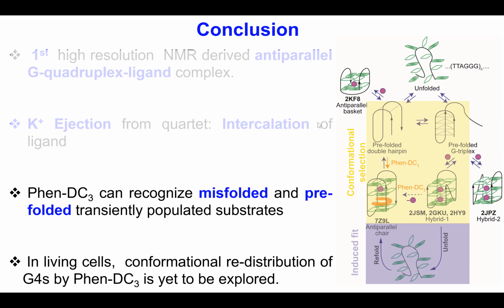So finally, there is something left to do also, because in the living cell, the polymorphism is much greater, as there exist several folded species and several misfolded species also. So I am now trying to see by in-cell NMR whether some ligand can preferentially bind to some parts of the quadruplex or other parts of the quadruplex, which is still yet to be explored.